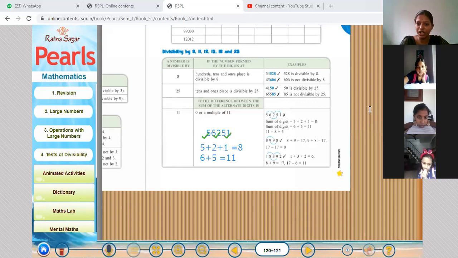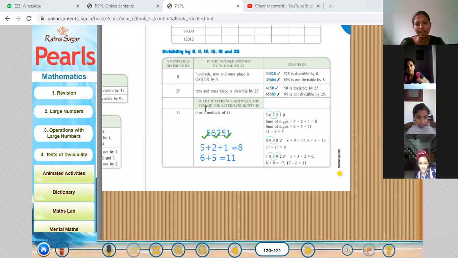I will say. Okay. You can see the whole process is given in your textbook in this column. We are just explaining them. You can see 56,251. The alternate digits are marked with curves. There are beautiful curves drawn for marking our alternate digits. So our rule was the difference between the sums of the alternate digits. We have to find the sum of the alternate digits.